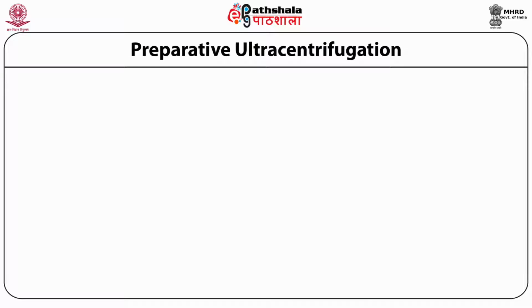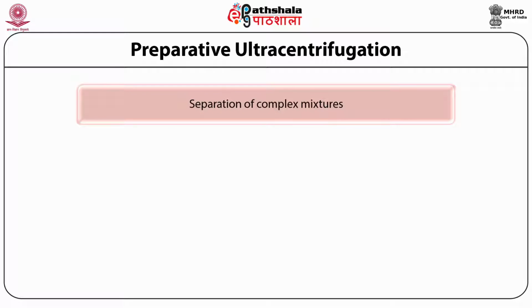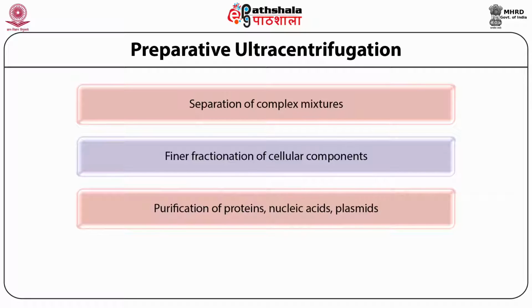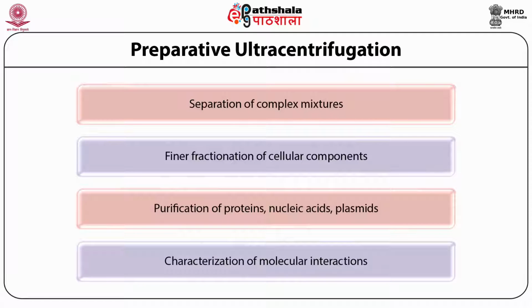Here we are going to discuss the preparative ultracentrifugation techniques. The preparative ultracentrifugation technique is utilized for the separation of complex biological mixtures, and that mixture can be further utilized for other purposes. It can be used to fractionate fine cellular components such as mitochondria and other cell organelles from a mixture of complex organelle systems. It is also used for the purification of proteins, nucleic acids, and plasmids. Moreover, it is also utilized for the characterization of molecular interaction. That is the main application of the preparative ultracentrifugation techniques.